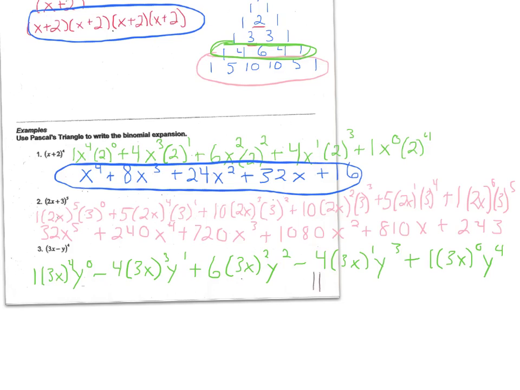So now we just need to simplify. So we'll have 81 x to the 4th minus 3 cubed, which is 27, times 4. So last time that came out to 108. So 108 x cubed y. And then 3 squared is 9 times 6 would be 54. X squared, y squared. And then we have 12 xy cubed plus y to the 4th for our final answer.